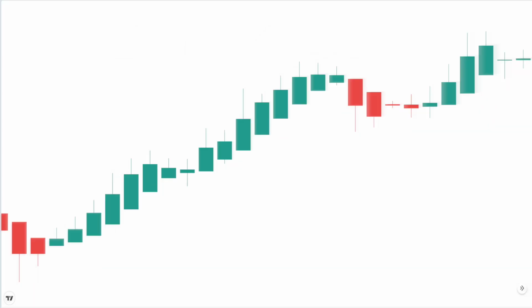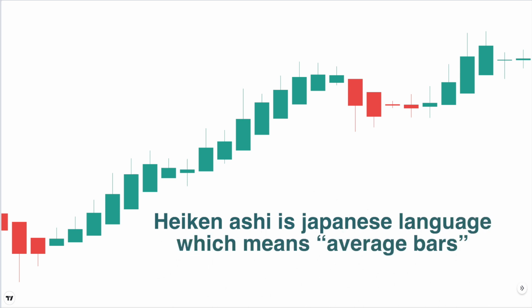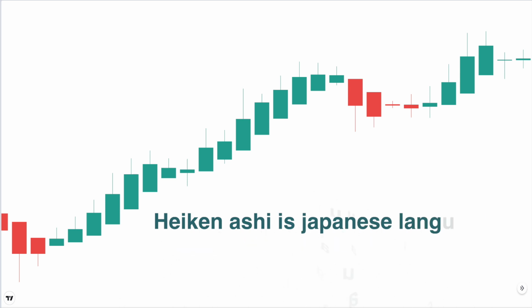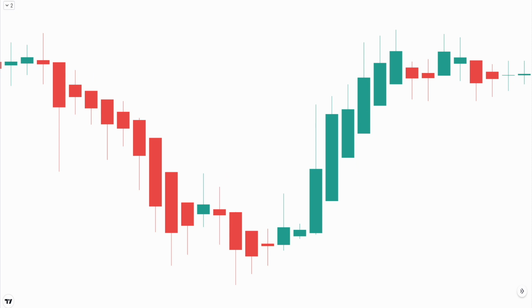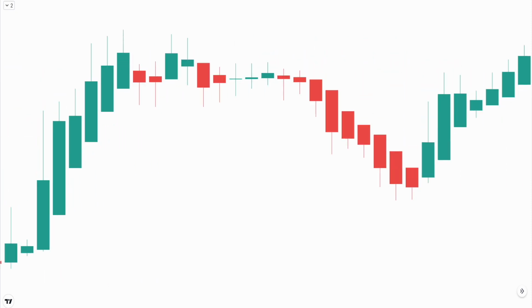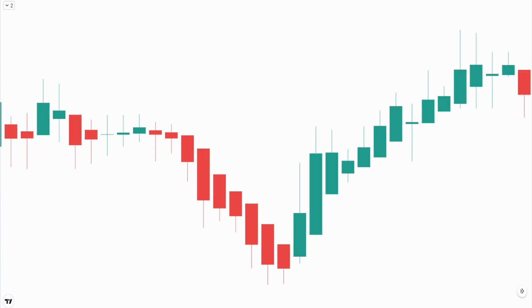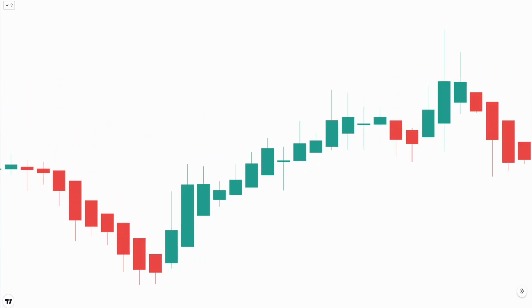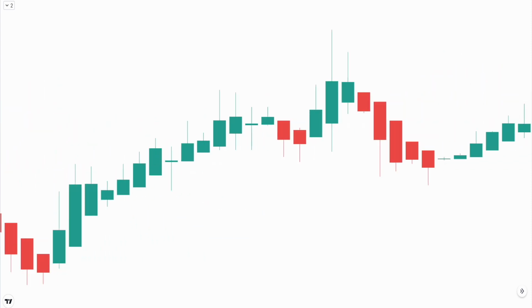Heiken Ashi is Japanese language which means average bars. It is used to chart the market like the traditional candlestick bars. However, it looks very different. The Heiken Ashi technique averages price data to create a Japanese candlestick chart that filters out market noise.